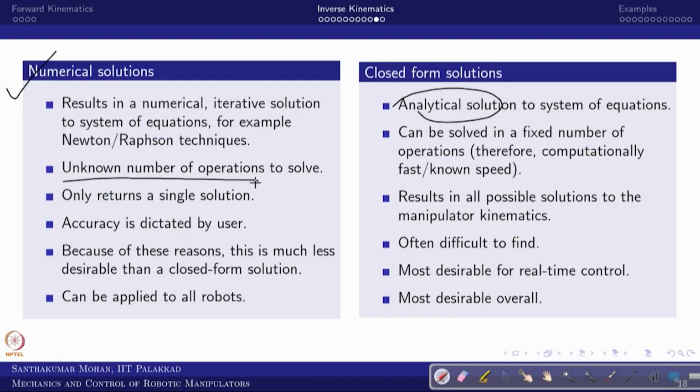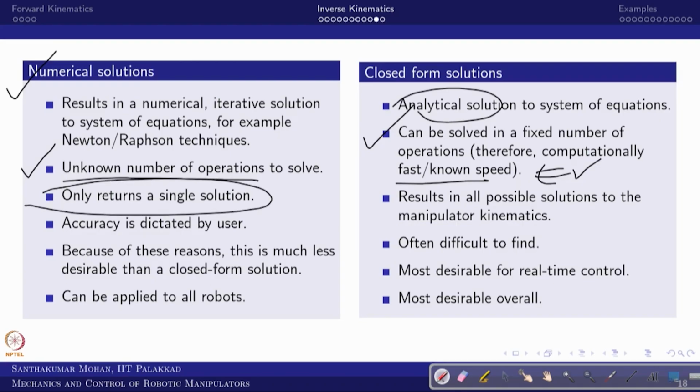It has an unknown number of operations to solve, but this one is actually straightforward. It can be solved in a simple, fixed number of operations. It is very easy. But the existence of a closed form solution is one big question, but this is easy. It is actually fast. From a control perspective this is better, and it is better for computational benefit. Further, this returns only one solution.